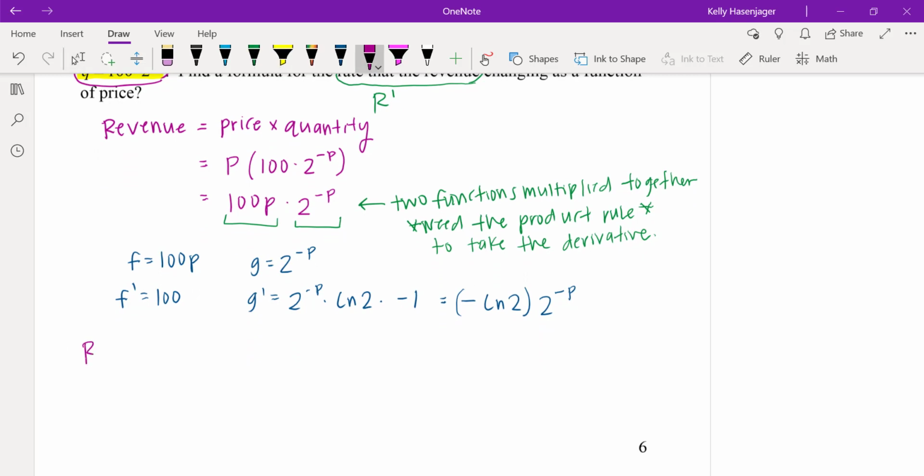All right, so we got all our pieces for the product rule. Now we can take the derivative of the whole function. The product rule is f prime g plus fg prime. So we're going to plug in all of those pieces that we found above.